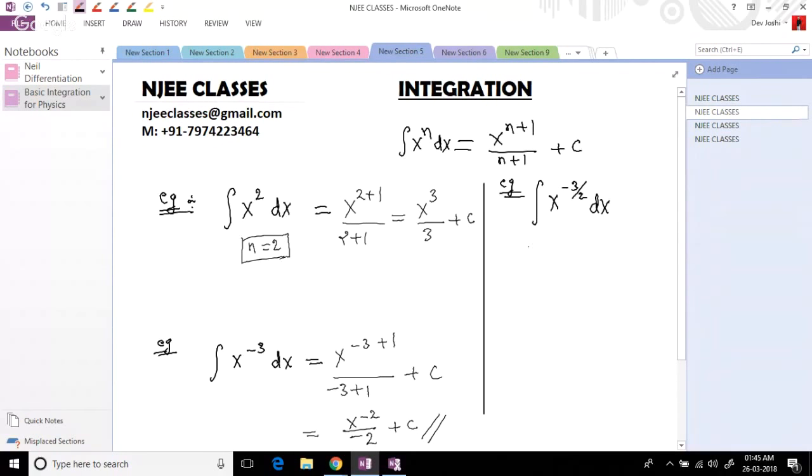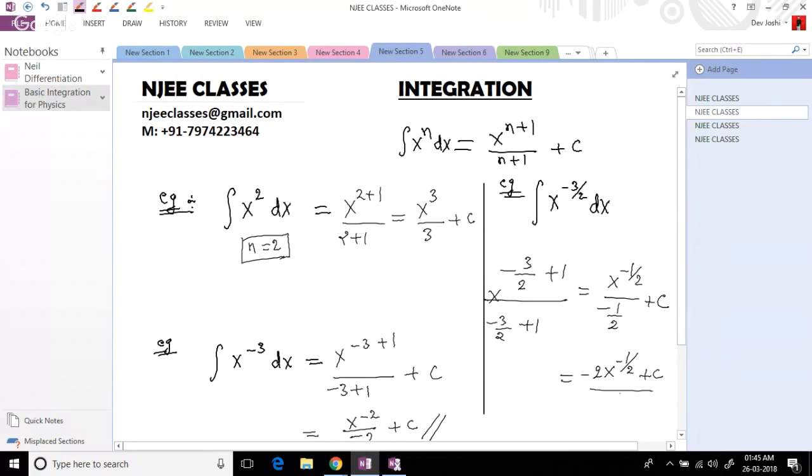All right. Next we have integration of x to the power minus 3 by 2 dx. This is also solved by the same formula. So n is minus 3 by 2, right? So x to the power minus 3 by 2 plus 1 upon minus 3 by 2 plus 1, correct? So it is equal to x to the power minus 1 by 2 upon minus 1 by 2 plus a constant c, which is always there, right? So it is equal to minus 2 x to the power minus 1 by 2 plus c. This is your final answer, correct? So I hope you understand how to implement the very basic formula, the very first formula.